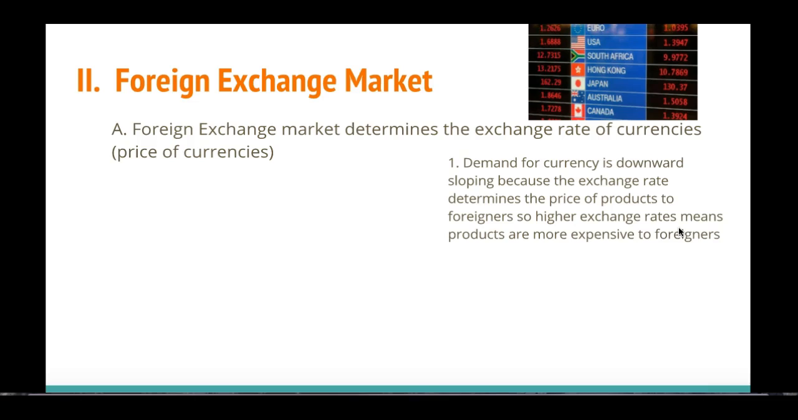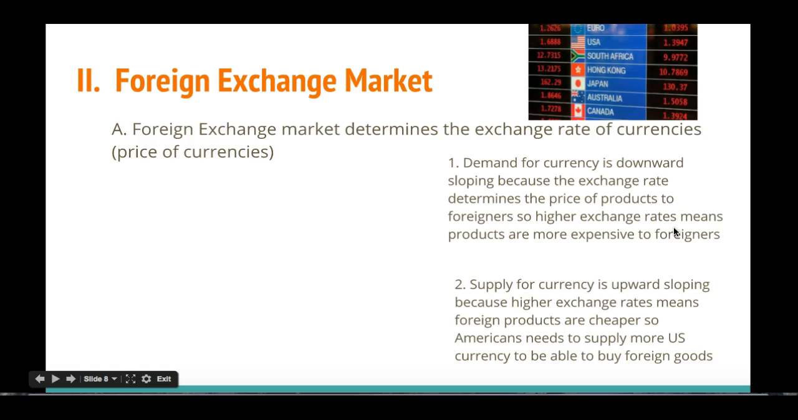In this case, the demand for currency is downward sloping simply because the exchange rate actually determines the price of products in that country. So as the exchange rate goes up, right, and it takes more and more dollars to get euros, for example, the price of the products is going to be much higher. It's going to cost me that much more to get products in that foreign country. As a result, products are more expensive to consumers, so the demand for that particular currency will go down. And it's going to be vice versa with supply.